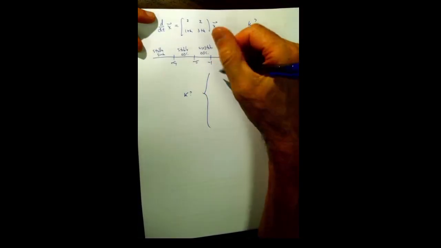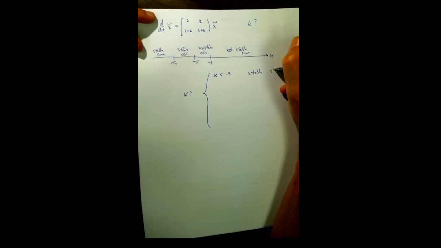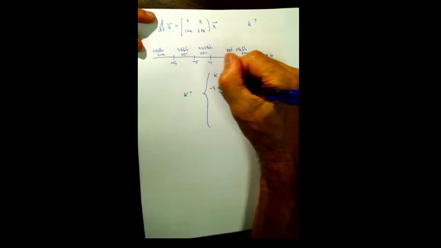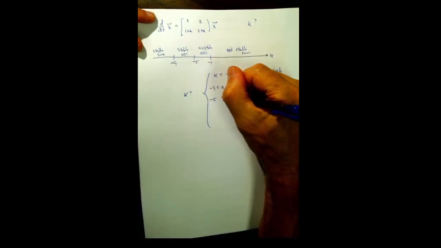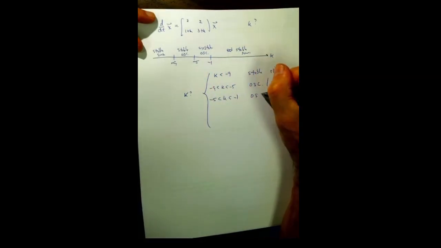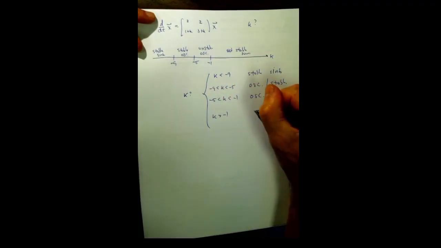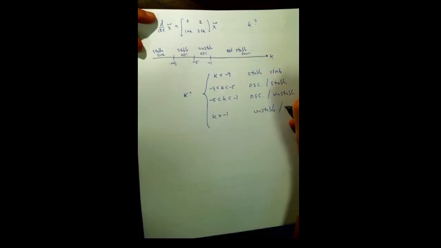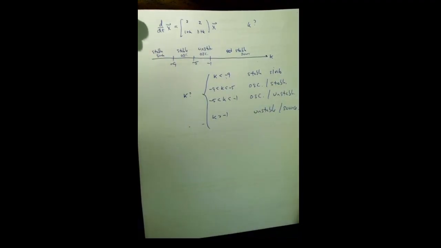So what does that mean? That means that if k is less than minus 9, it's a stable sink. If I'm between minus 9 and minus 5, it's going to oscillate and be stable. If it's between minus 5 and minus 1, it's going to oscillate and be unstable. And if k is greater than minus 1, it's going to be unstable and a source. And I need this table, and the reason I need this table is you give me any value for k, I can immediately look up where it falls and then tell you what's going to happen with it.